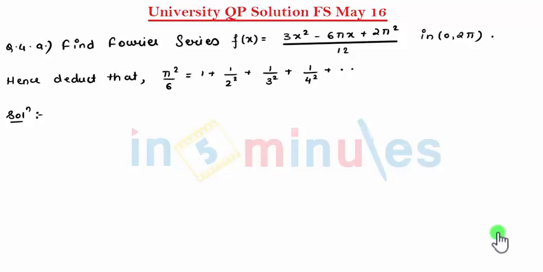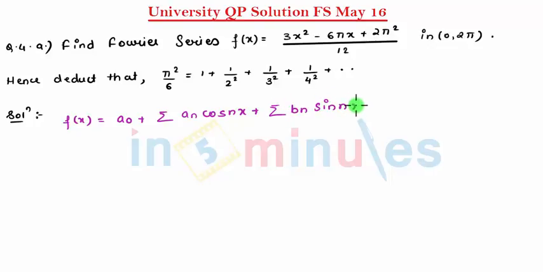Now we will be starting with the next sum of May-16 paper of the Fourier series. We need to find the Fourier series of f of x. The function is given in a range of 0 to 2 pi and hence we need to reduce this. So I'll be starting with first f of x, that comes to be a0 plus summation an cos nx plus summation bn sine nx.